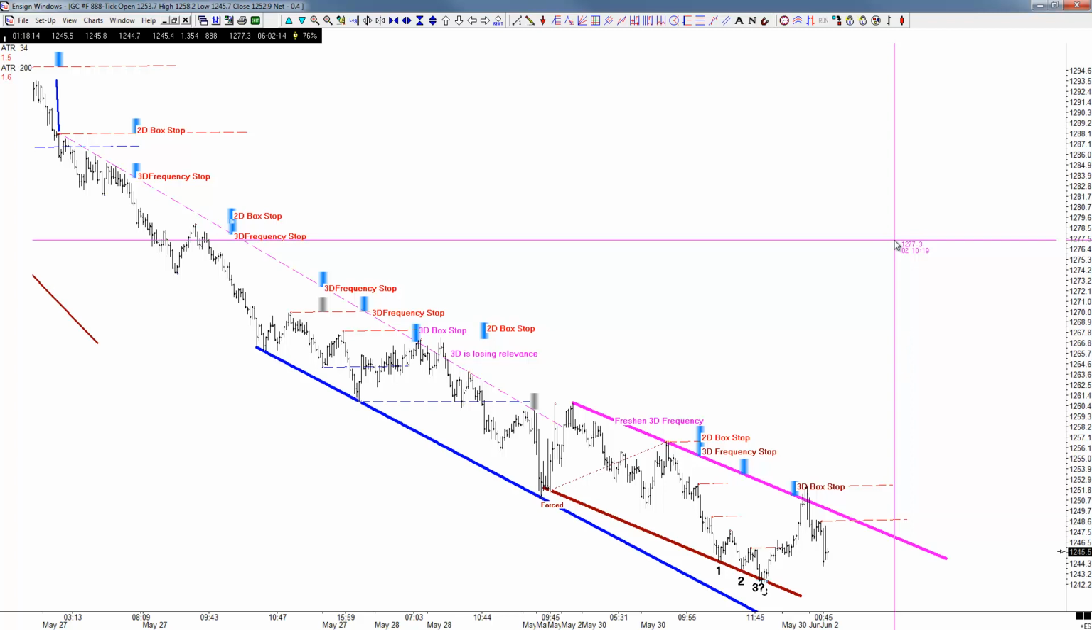Don't try this in your trading right now, okay? Let's integrate it first. Okay? Let's make sure it makes sense.